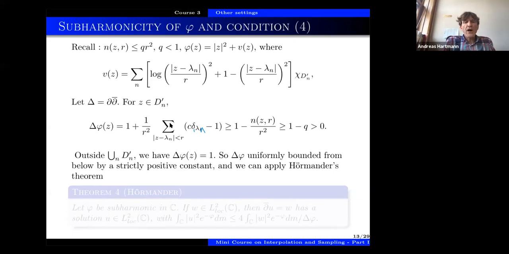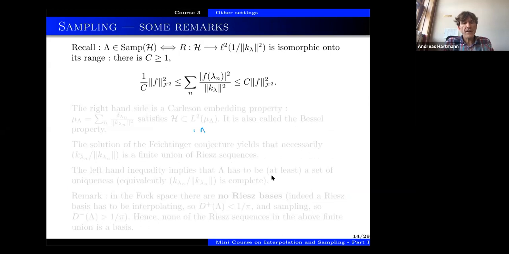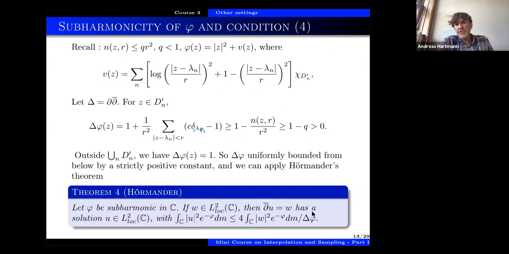Outside the union of the D_n prime, this is equal to 1, because you only have this z squared. And so this Laplacian is uniformly bounded from below, and now we can use the result by Hartmann. The W was integrable against the weight, and this doesn't harm the estimates. So I get U, which is in the right space. And this is it.